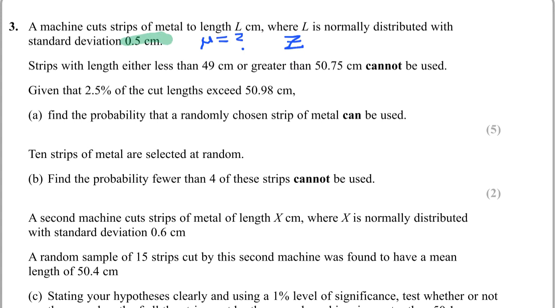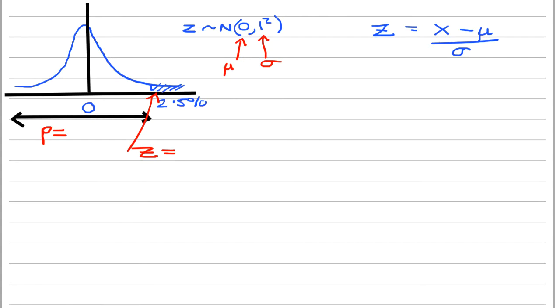Now the next key bits of information are going to help us when we produce our normal curve. It says 2.5% of the cut lengths exceed 50.98 centimetres. So I'm going to use that now and create a normal curve. On this normal distribution curve, I've marked at the top end that 2.5% of the strips exceed our length. So that means 97.5% must be below that. So that equates to a p-value of 0.975.